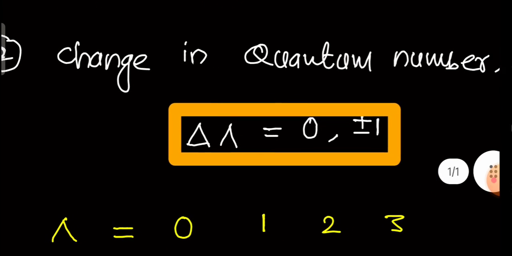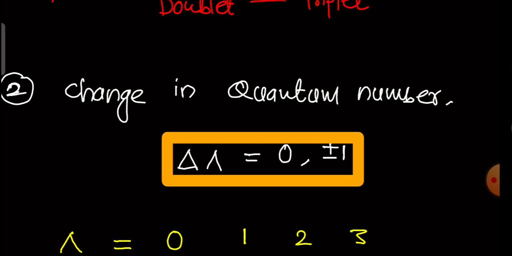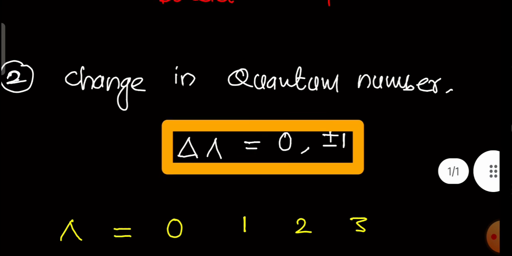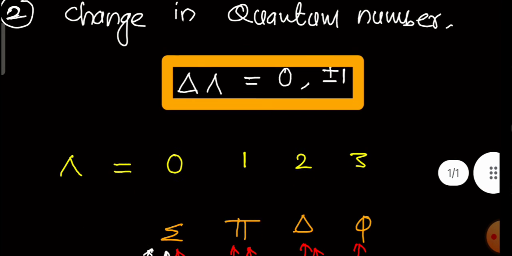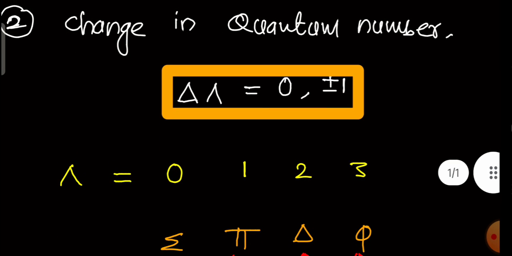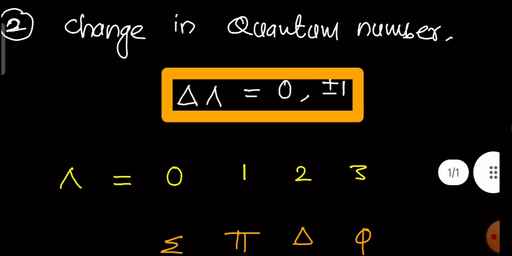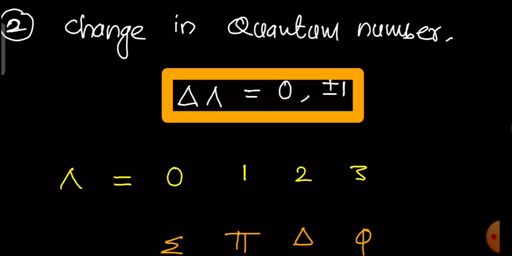Now the second one is a change in quantum number. During the course of a transition there should be a change in the quantum number. What is that? Delta lambda is equal to either 0 or plus minus 1. The quantum number lambda is 0, 1, 2, 3, corresponding to sigma, pi, delta and phi. That means according to that rule, delta lambda is equal to 0 or plus minus 1.